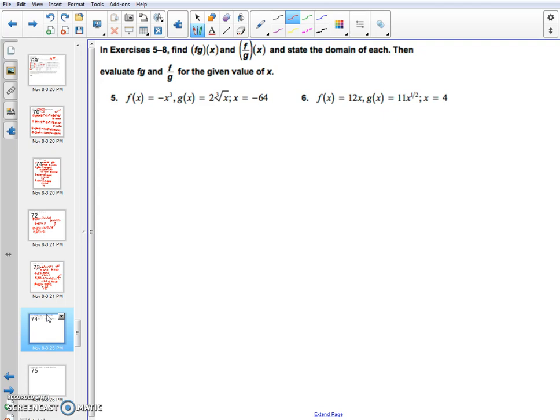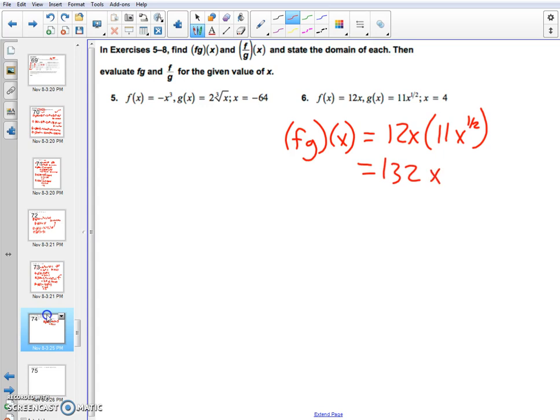So we're going to look at number 6. So just f, this is how we would write f times g of x. So this is just like we did in the other ones, only we're multiplying. So we have 12x times 11x to the 1/2. Okay? So let's go ahead and get those coefficients out of the way. So I'm multiplying 12 times 11, which is 132.